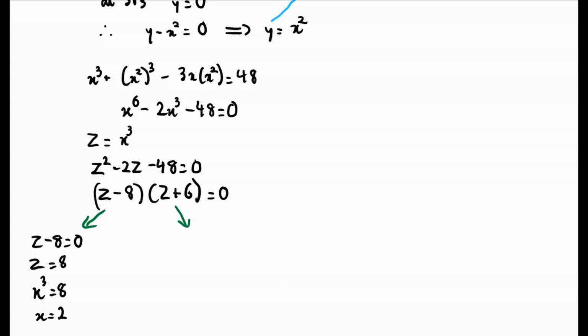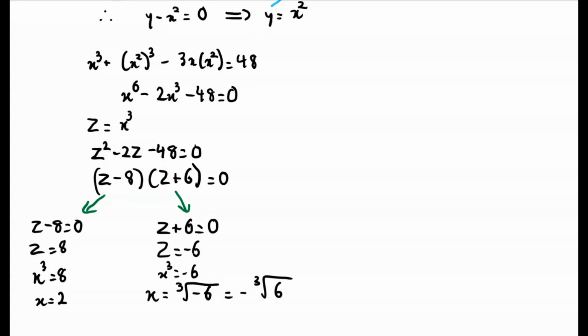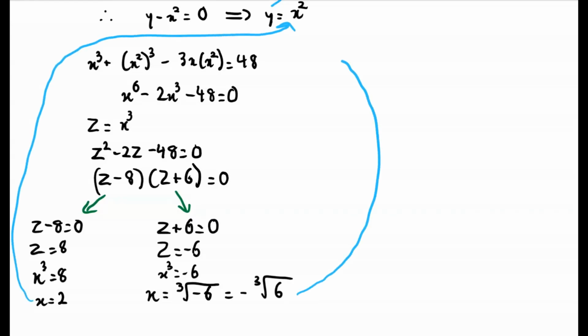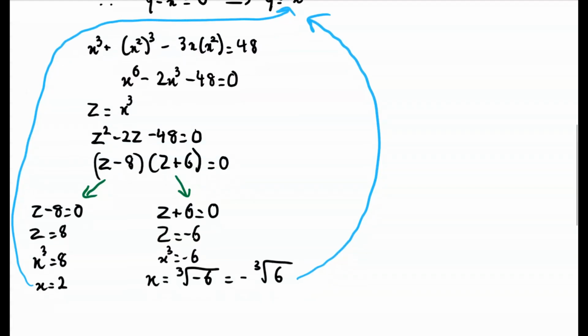Now our other case is that z plus 6 is equal to 0, which gives us that z is equal to minus 6, or x cubed is equal to minus 6. Now from this we get that x is equal to the cube root of negative 6, which is equivalent to the negative cube root of 6. And now a simple substitution gives us the corresponding y values. So here y is equal to 2 squared, or 4, and here y is equal to the negative cube root of 6 squared, which is also equivalent to the cube root of 36.